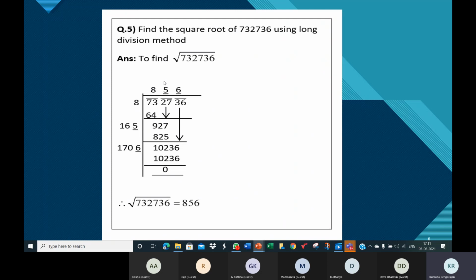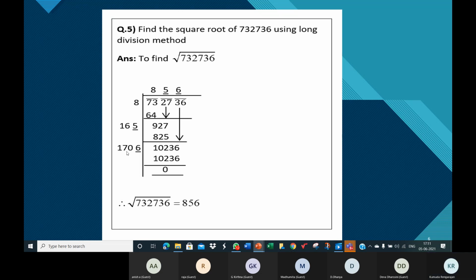So we have 85. We need to double 85, double the quotient. Meaning multiplied by 2. What is 85 into 2? 170. That's what you need to write here. Beside this one, you have the remainder here, and you brought this 36 down. Beside this, write 170. Don't write it very close to the margin.